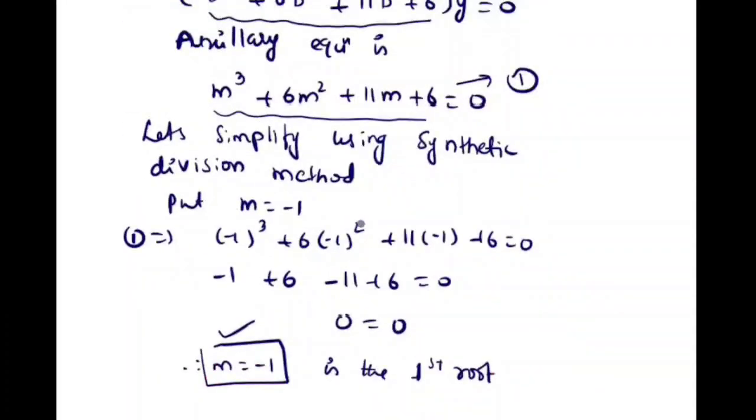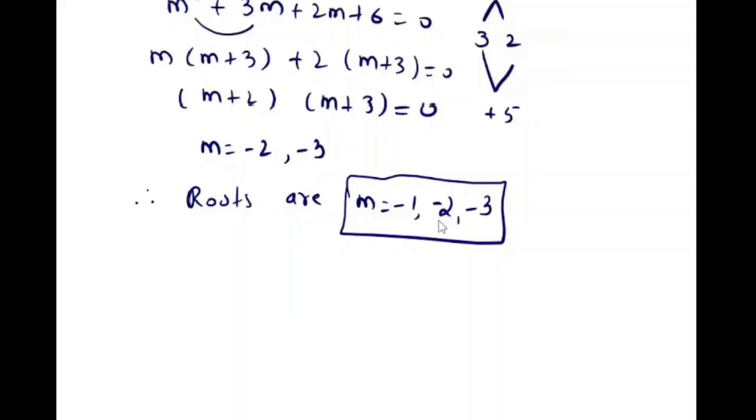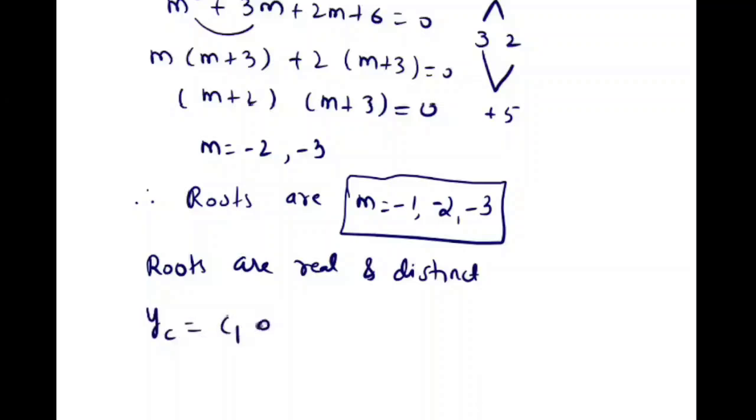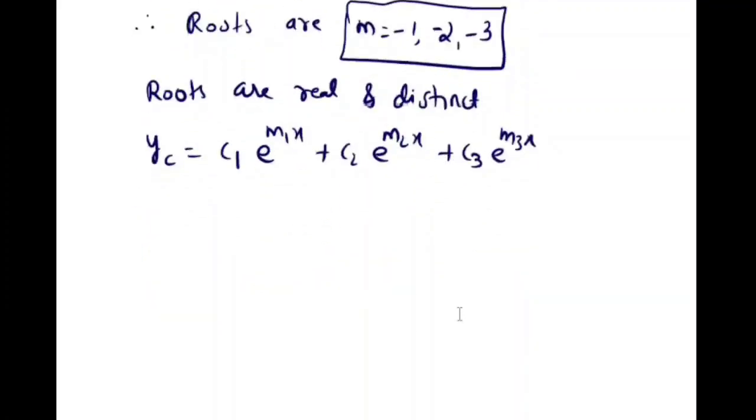And one more thing you need to understand here is the degree of the given differential equation is 3, my dear students. So you will get 3 roots. So here it is 3 roots, minus 1, minus 2, minus 3. So what kind of roots are these? Roots are real and distinct, first category of roots. So what will be the formula for us? Yc is equals to c1 e raised to m1x plus c2 e raised to m2x plus c3 e raised to m3x. When the roots are all different from each other, this is the formula.